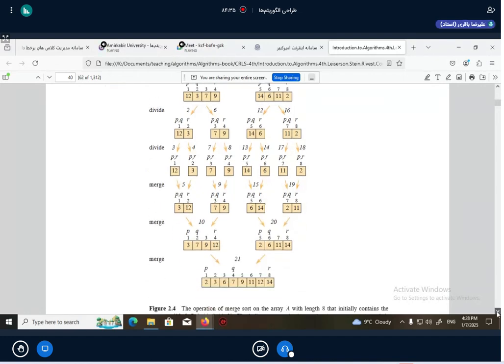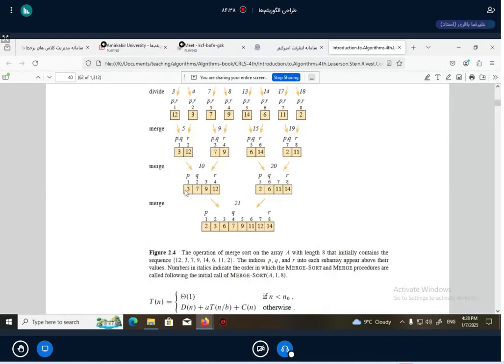And finally, we have two parts, each of them has 4 elements, 4 numbers, and we should merge them. We have 3, 7, 9, 12 and 2, 6, 11, 14. We should merge these two parts. Between 3 and 2, 2 is minimum, 2 is copied and its index is increased.